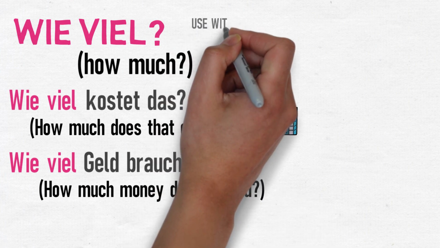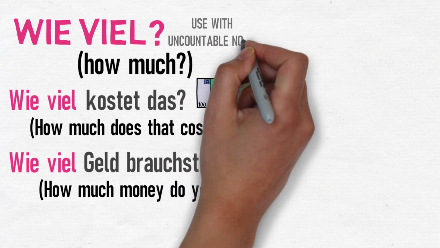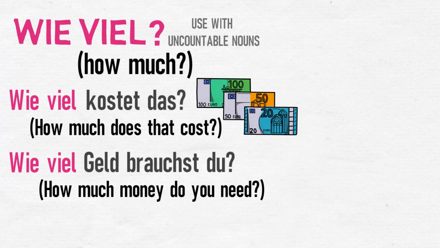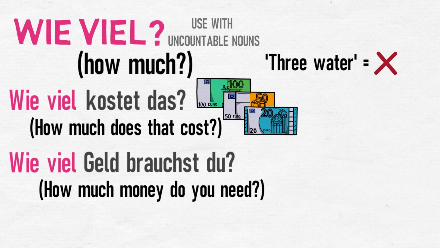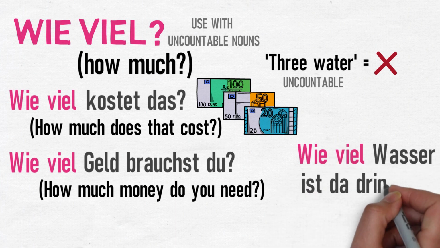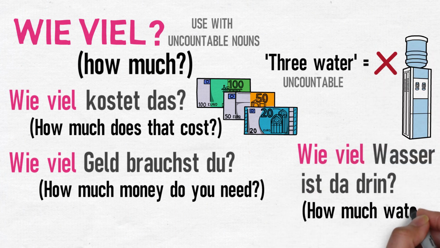We use wie viel with what we call uncountable nouns. To figure out what an uncountable noun is, you can try putting a number in front of it. 3 water doesn't make sense, so water is uncountable. We can therefore say, wie viel Wasser ist da drin? How much water is in there?